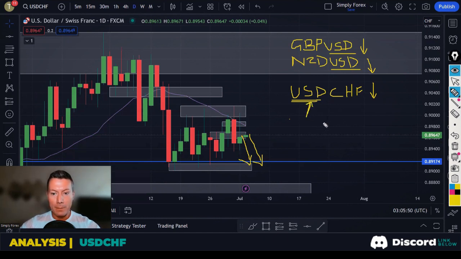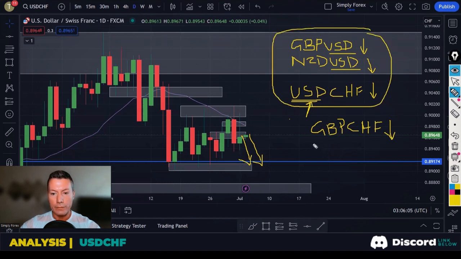So if you think about it, pound Swiss franc, sorry, guys, pound Swiss franc should be a short trade. Just looking at this scenario here, pound Swiss franc and New Zealand dollar Swiss franc, we should see some Swiss franc strength. This is what this scenario tells me. So be aware of that, guys.